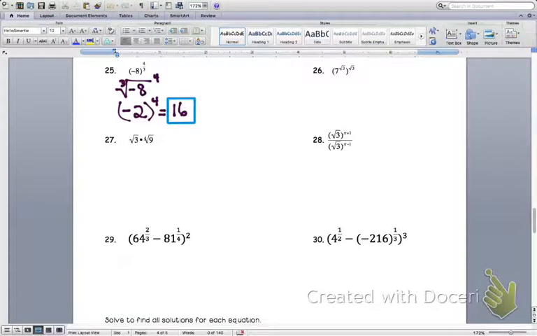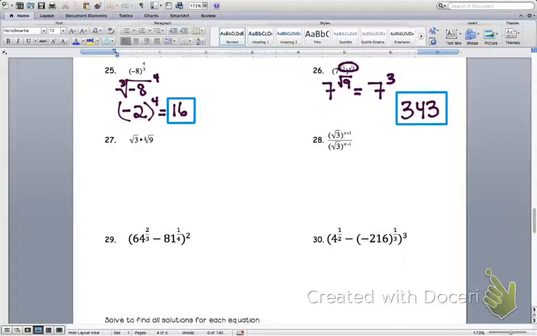For number 26, power to a power rule says we multiply the two exponents. So 7 remains the base, that does not change. And then the square root of 3 times the square root of 3 is the square root of 9, which we know is 3. And then we take 7 to the 3rd power, and that gives us a final answer of 343.